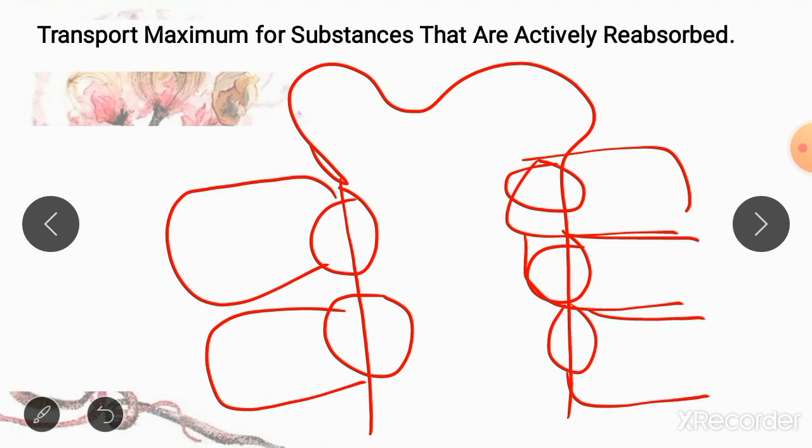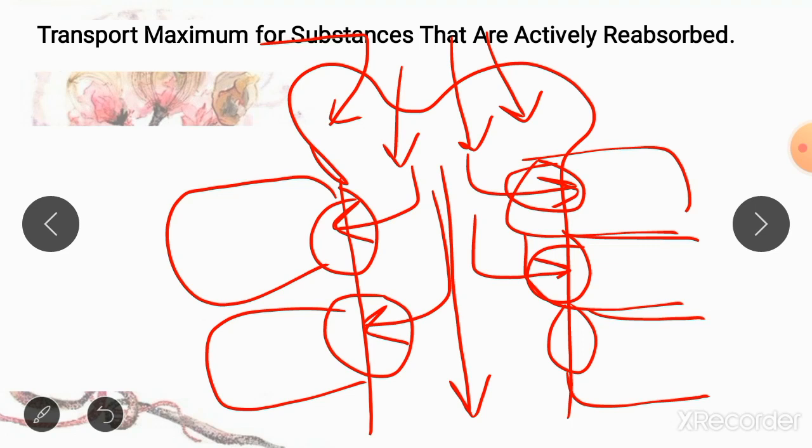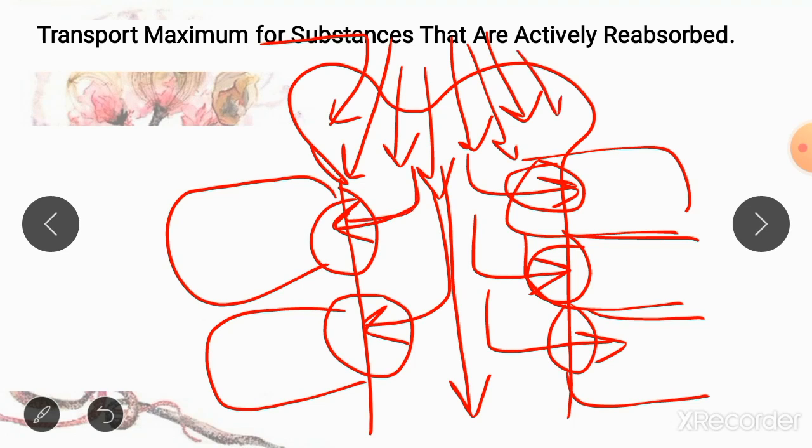So suppose this is a carrier protein, and the substance which is being filtered from the glomerulus enters into the Bowman's capsule, and as it passes down the tubular system, it is being reabsorbed by these carrier proteins. And if the carrier proteins are not saturated, they are going to absorb all of the substance. But if the filtration of that substance increases to such an extent that all of these carrier proteins become saturated, so much so that they cannot reabsorb all of the substance, this substance is now going to be excreted in the urine, and it is going to start appearing in the urine.